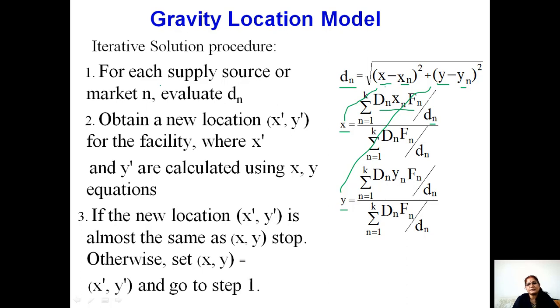So keep doing like this and stop when two consecutive xy values are almost the same. For example, second iteration values x dash y dash and third iteration values x dash y dash are almost the same, with a very meager difference, then those values can be considered as the final xy for the facility to be located.